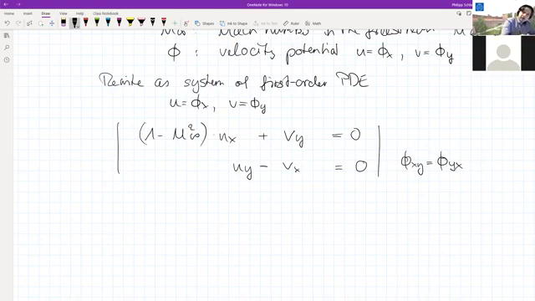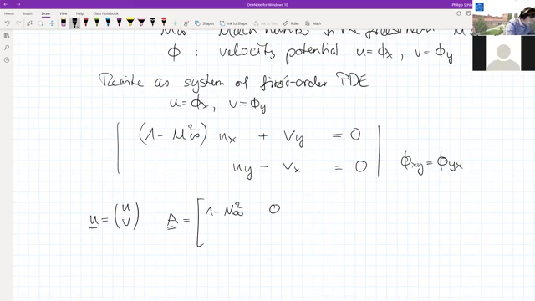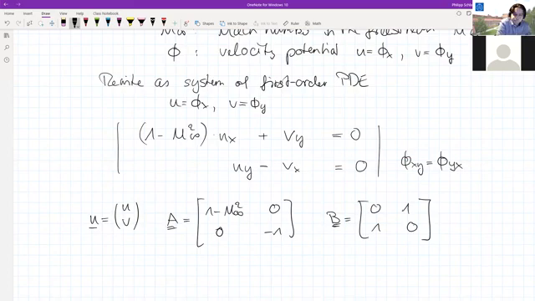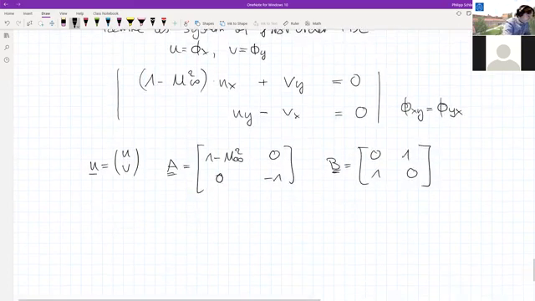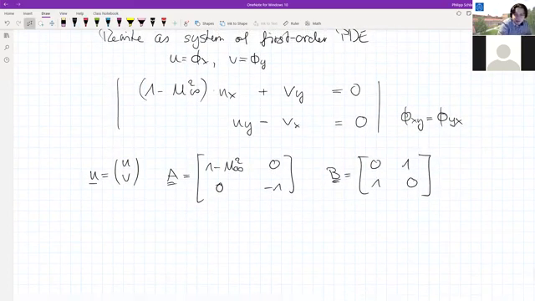Now, to put it into the language of before, I can introduce the vector u, which in this case would just be u and v. I can define the matrix A, which would be 1 minus the Mach number squared, 0, 0, minus 1. And B would then be 0, 1, 1, 0. Okay, so these are now u, B, and A.